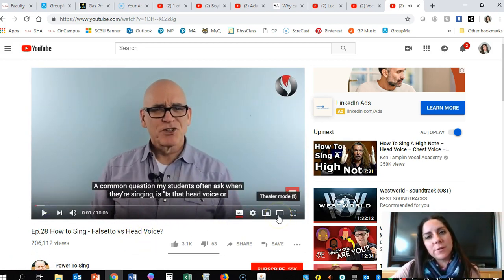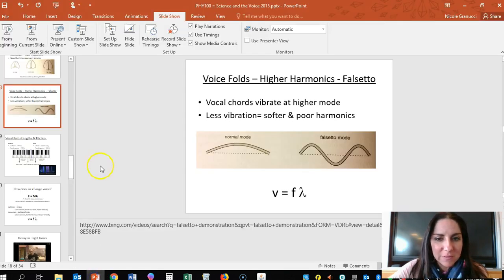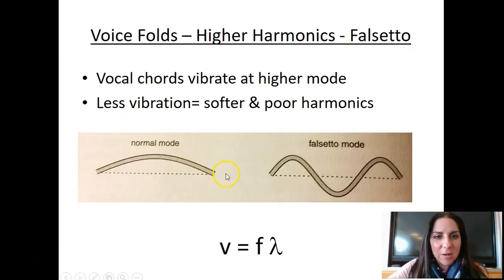Okay. So falsetto is a style of singing. It's not your natural singing voice. I'm actually going to let him talk a little bit about it. But it's another special case of voicing. What happens when you sing falsetto, and I'll show you the audio example of this in a second, is it actually changes the shape of your vocal folds.